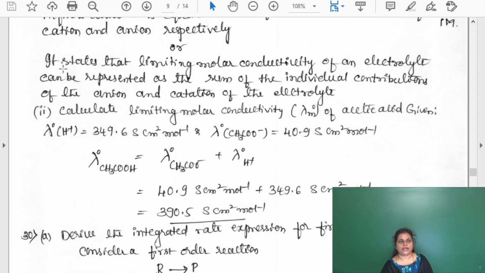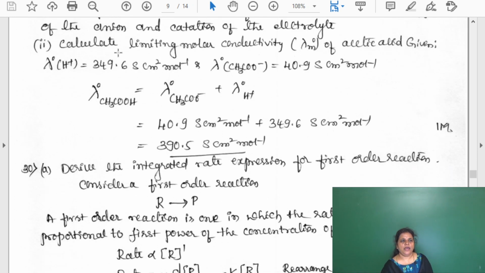Or even you can write, it states that limiting molar conductivity of an electrolyte can be represented as sum of the individual contributions of anion and the cation of the electrolyte. That also you can write. Okay, that carries 1 mark.